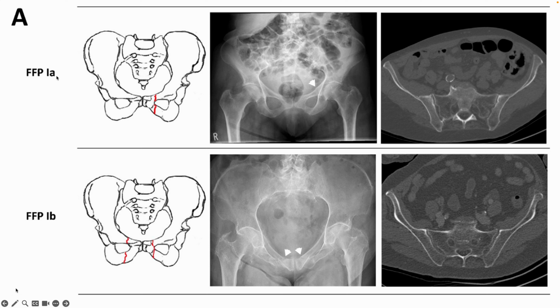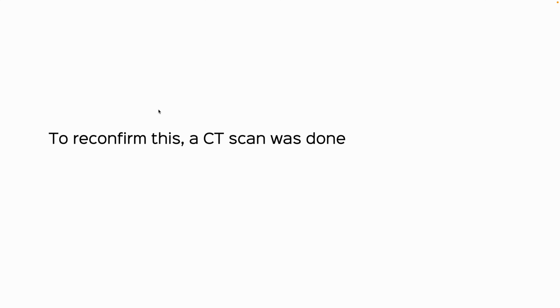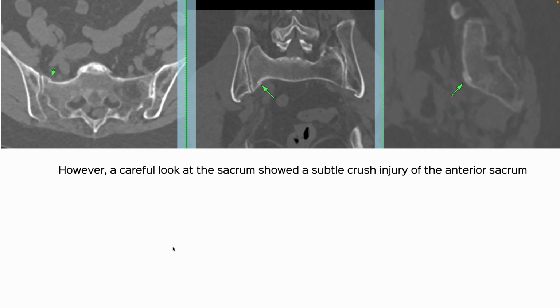Now, if you look at the X-ray that we had, it really just fits into what is called a 1A fracture here. And the orthopedic surgeon wanted to reconfirm this, so a CT was done, and that shows your iliopubic and ischiopubic rami fractures very well. So this suggests a type 1A anterior disruption.